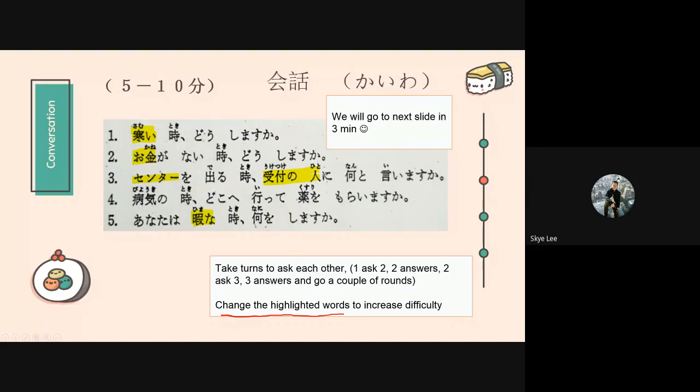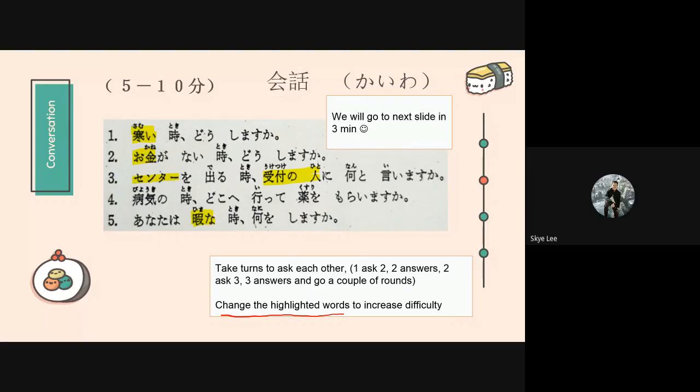Koto o shimasu. Yeah. Koto shimasu. What is it? What's koto? Oh, koto. Oh, okay. So who's next?